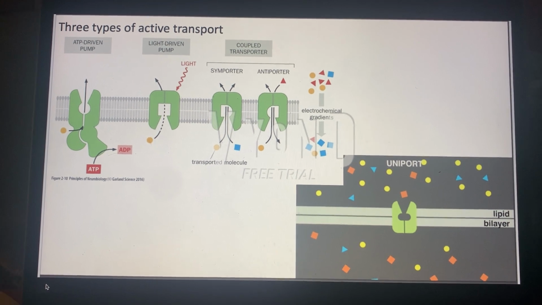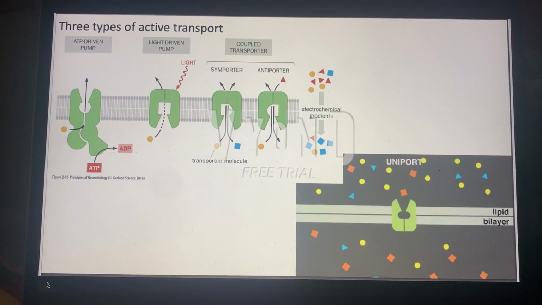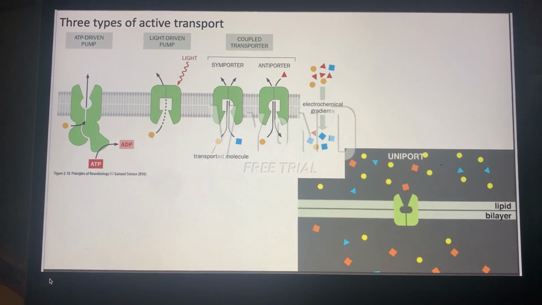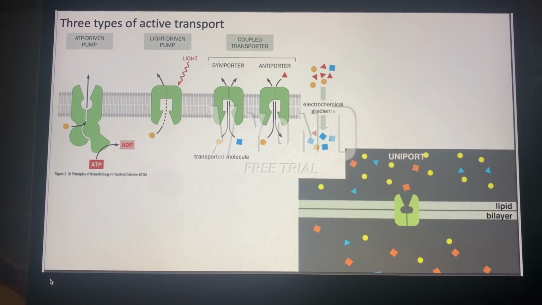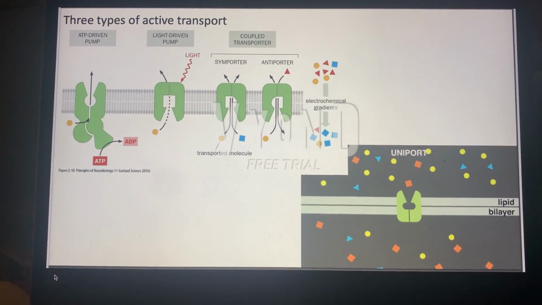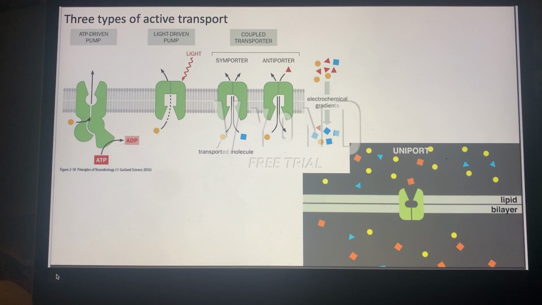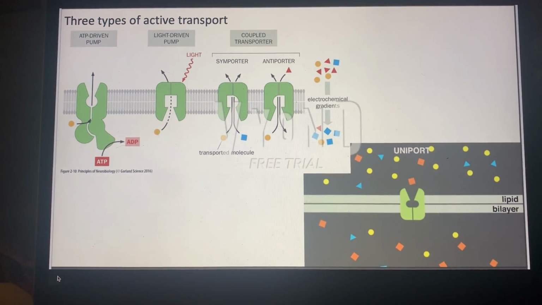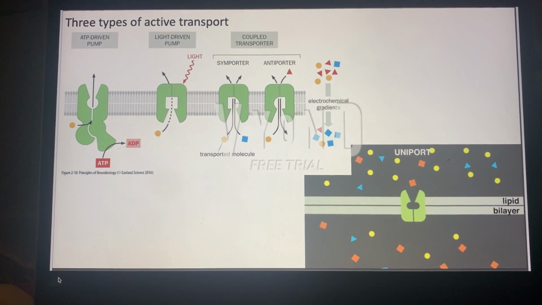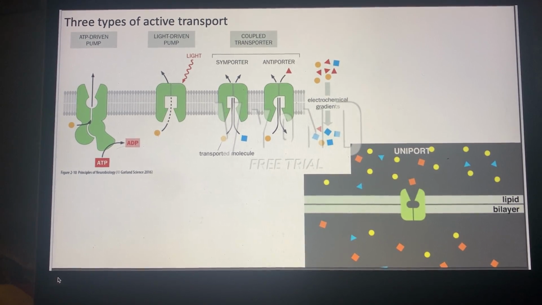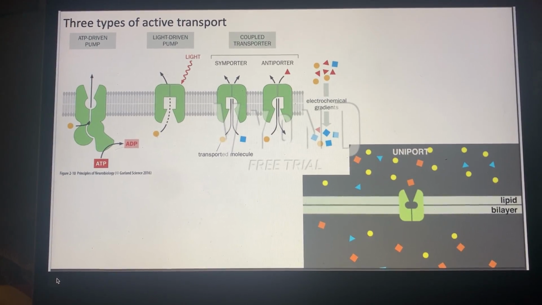So now if we look at active transport, we can look at how the ATP-driven pump, the light-driven pump, and the coupled transporters such as the symporter and the antiporter relate to this process. So firstly, looking at the ATP-driven pump, we see an example of this being the sodium-potassium pump. As shown by the picture, the ATP-driven pump requires energy, and this energy causes a conformation change in the transporter protein and therefore allows molecules to influx and efflux out.